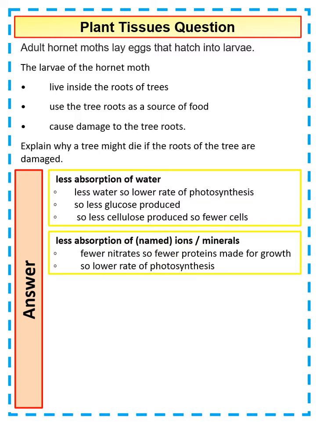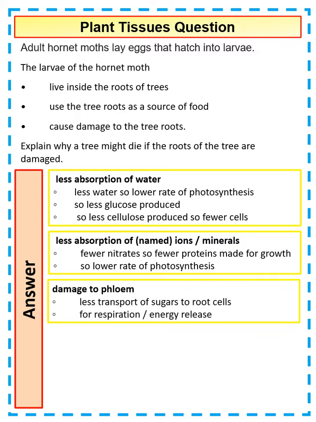Right, the next bit you could speak about is that it's also going to cause damage to the phloem. So don't forget that trees have phloem and xylem. The phloem carries glucose and such that's made in photosynthesis to the rest of the plant. The xylem carries water up the plant. So if we're damaging the phloem, there's going to be less transport of sugars to the roots, which means that, again, if you've got less sugar, you're going to have less respiration.